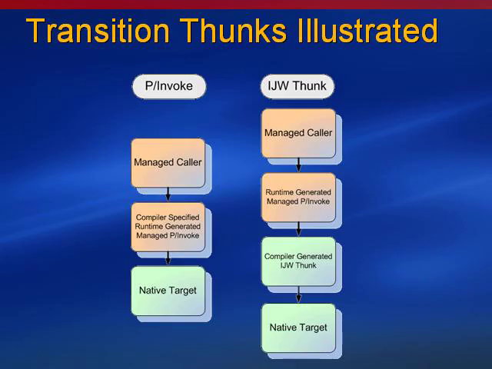For the IJW thunk, you start off with your managed caller. You have your runtime-generated managed P/Invoke, which is just a very thin shim that does some necessary transitions. And then you go into your compiler-generated IJW thunk, which is going to be native code, and then you call into your native target.